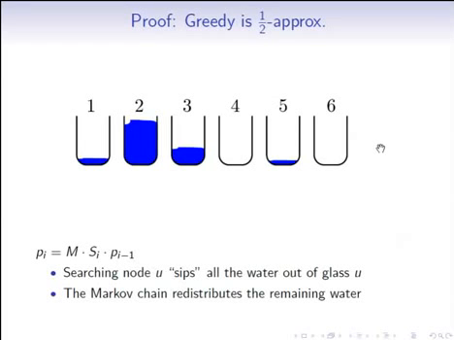When we decide to search node u, let's say that we've decided to search node 3, what happens is we sip all of the water out of that cup, and then the remaining water gets redistributed across the cups as specified by this Markov mixing matrix over here.